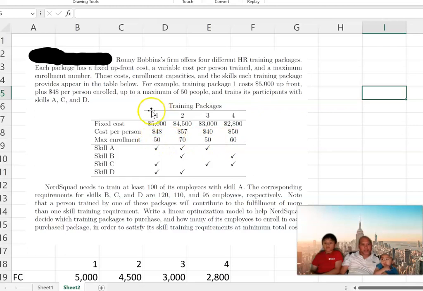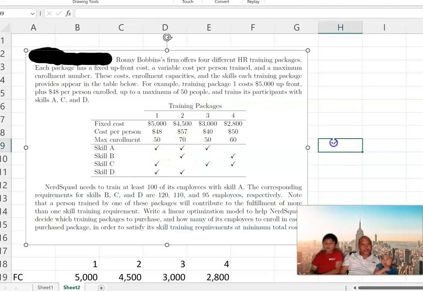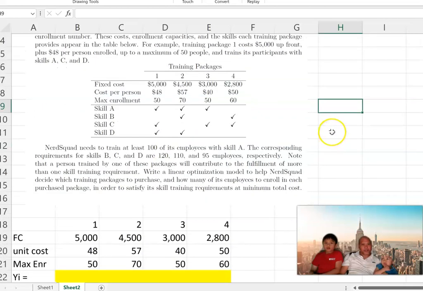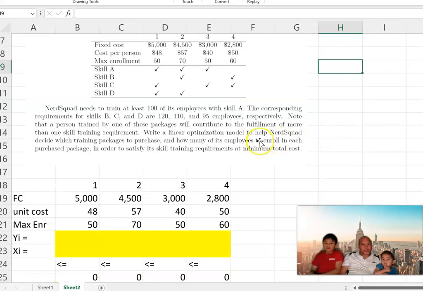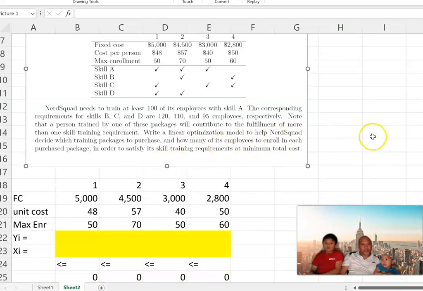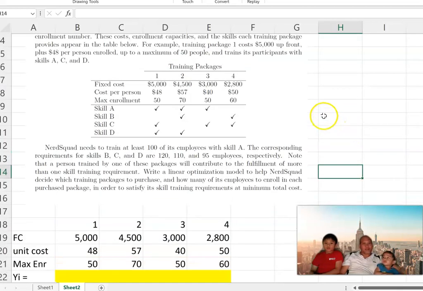So training package 1 can help an employee develop skills A, C, and D. Package 2 can help the employee develop A, B, and D, and so on. This is shown in the table. Now, what we want to do is minimize the cost by determining which training packages to offer, subject to the following constraints.